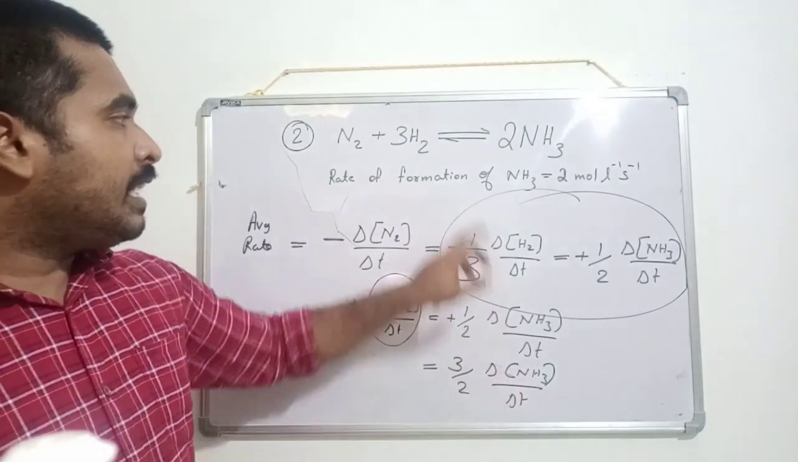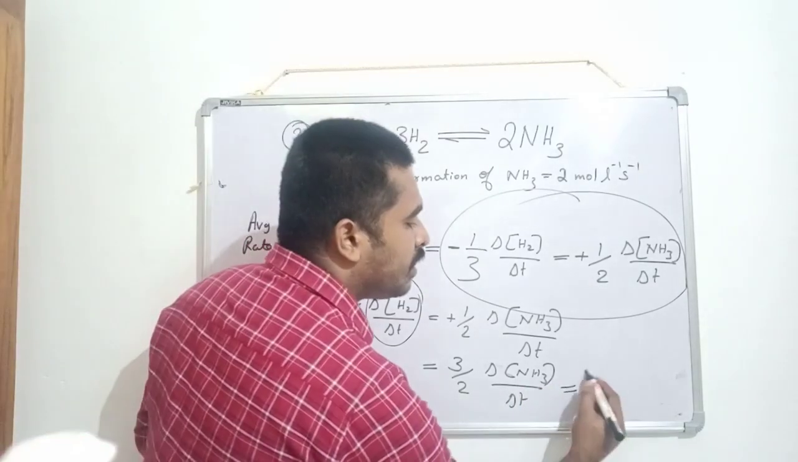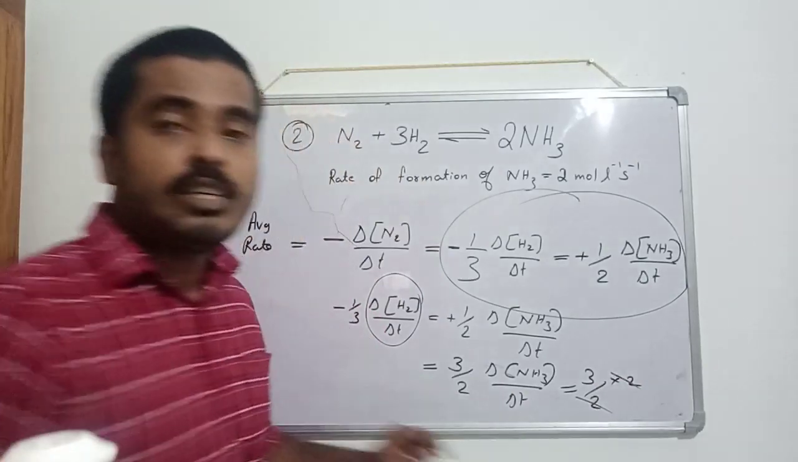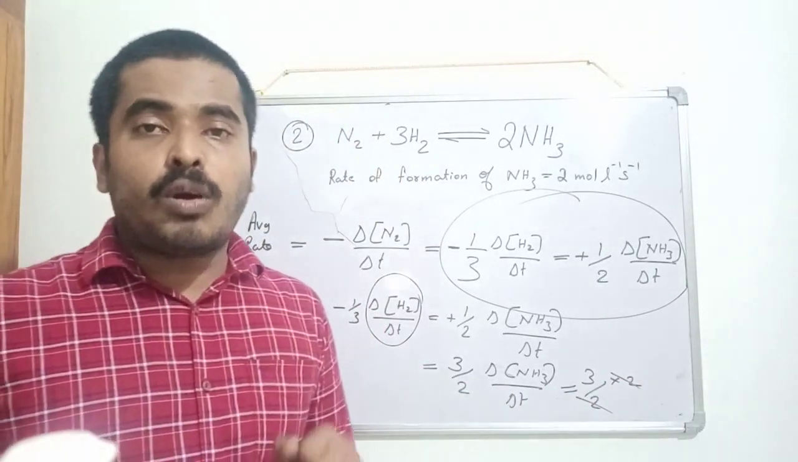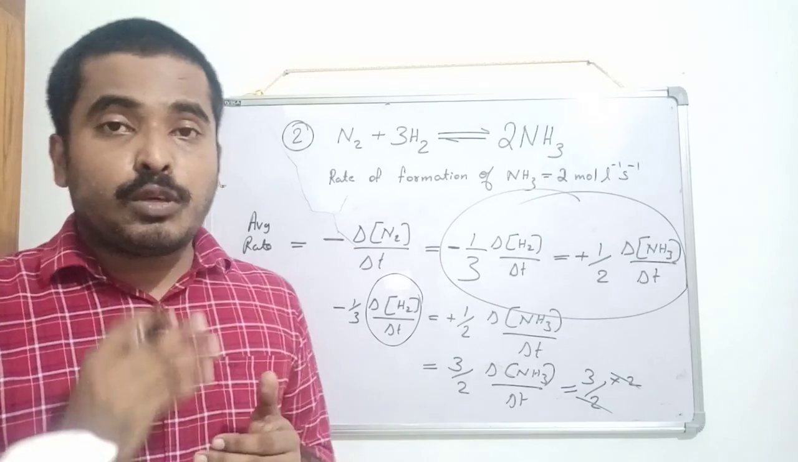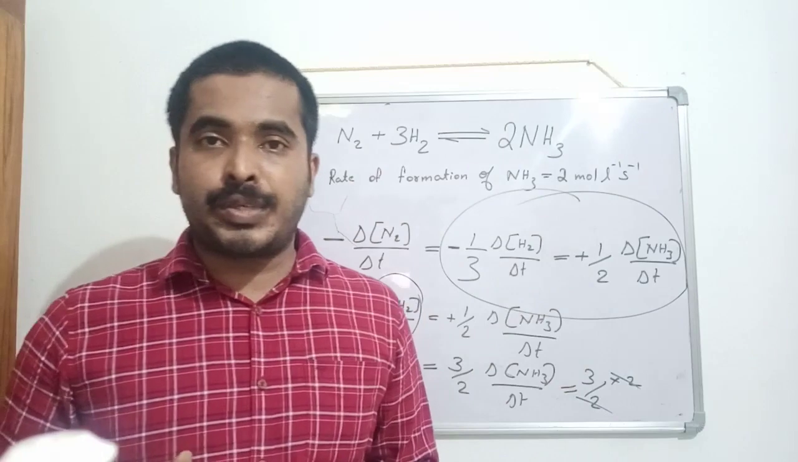Delta NH3 by delta T is given, rate of formation of ammonia 2. So our answer is 3 by 2 into 2. 2 and 2 get cancelled. So final answer is 3 mole liter raised to minus 1, second raised to minus 1. I hope you understood this question also. Shall we move on to third question?